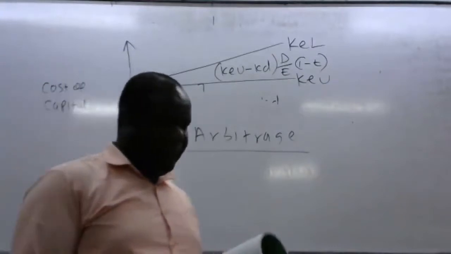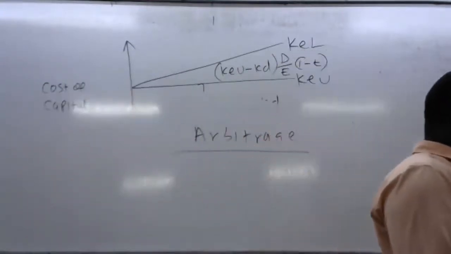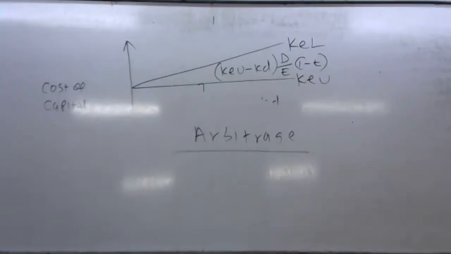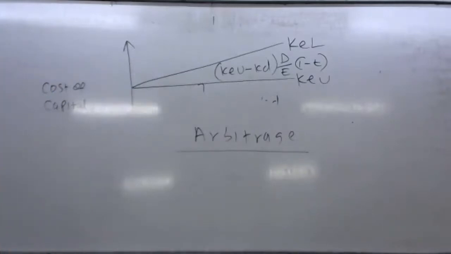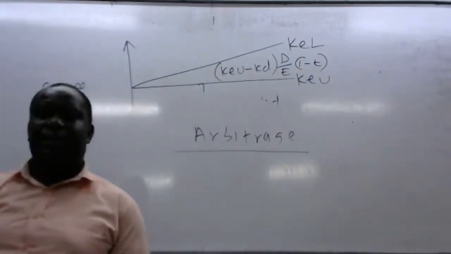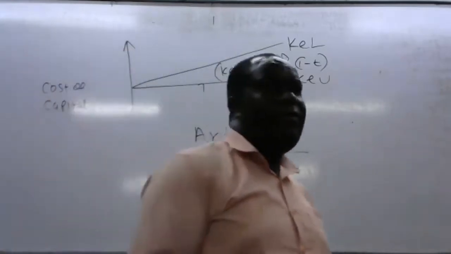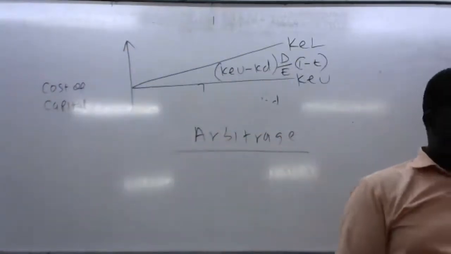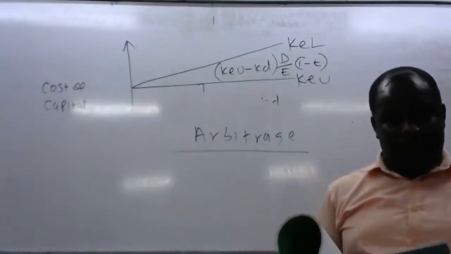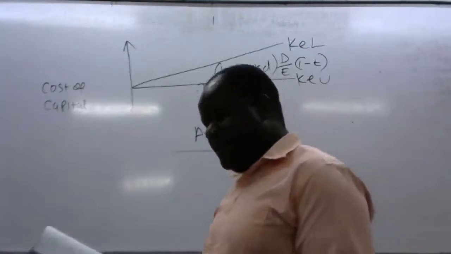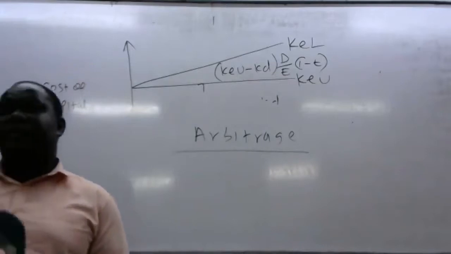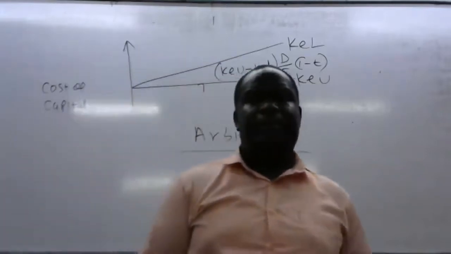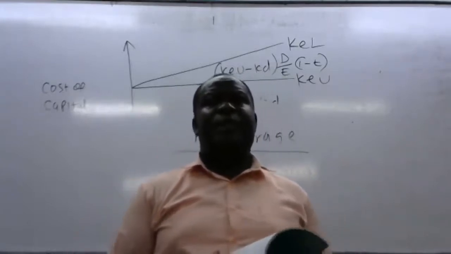Then another paragraph, to note that the arbitrage process operates under the following assumptions. Number one is that there is a perfect and efficient capital market.